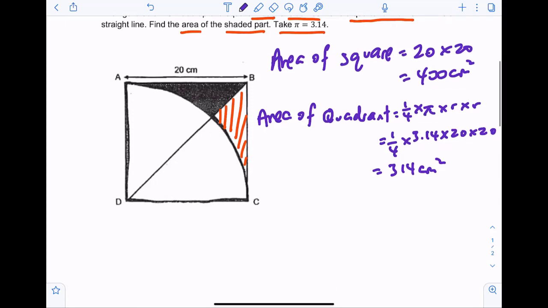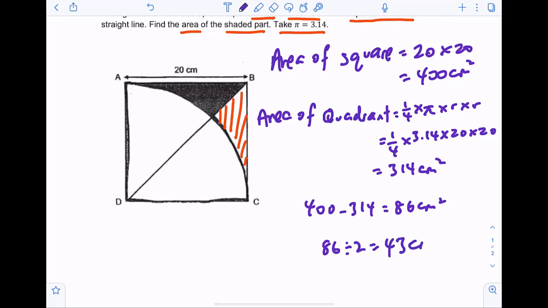Alright, so again, when we take the area of the square minus the area of the quadrant, we will get 86. And 86 represents twice of what we need. We only need one of this shaded part. So 86 divided by 2. That will give us a final answer of 43 square cm.